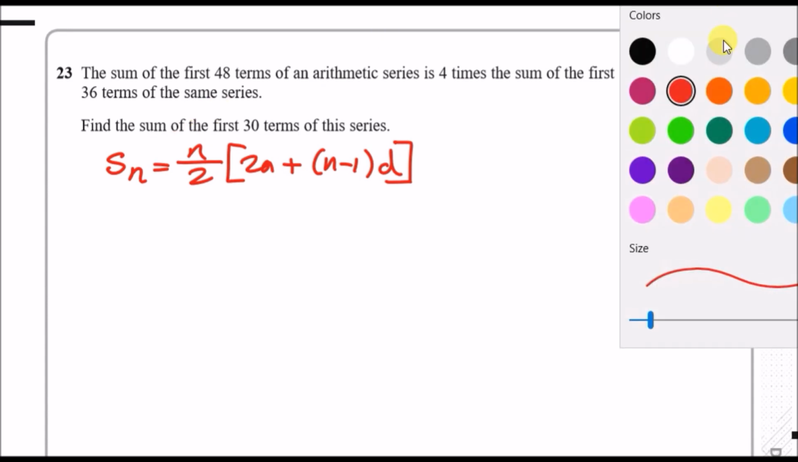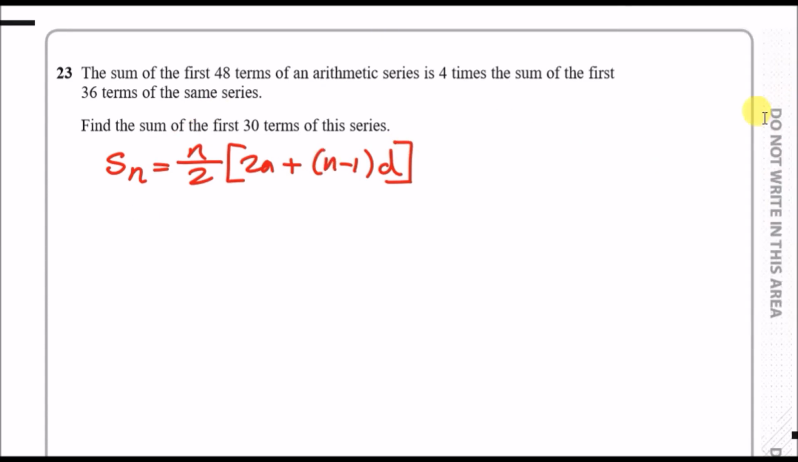So after the beast of a question on the previous one, man, this one is a lot better. Not easy, but a lot better still. Let's have a look here. And oh yeah, this formula here is from the front of the booklet, yeah? And this is known as the sum of the first n terms, okay? This is the summation formula.